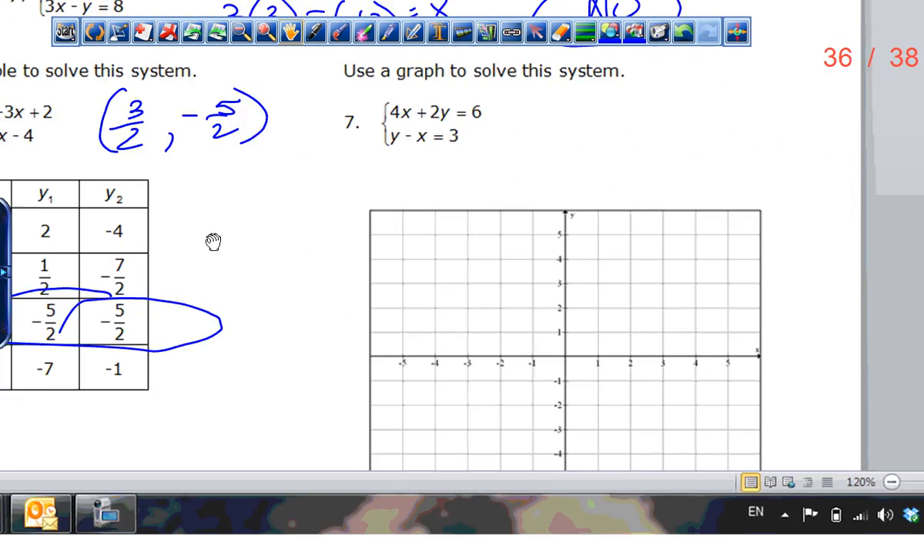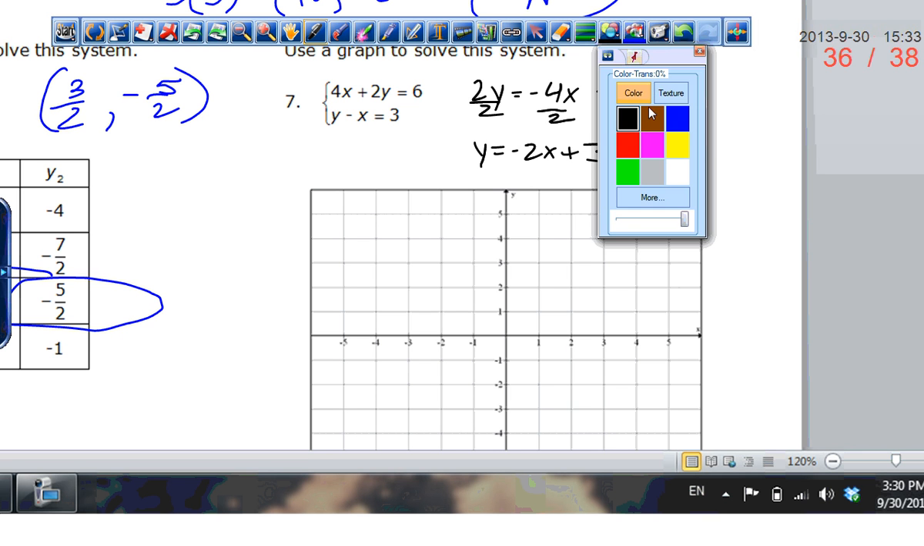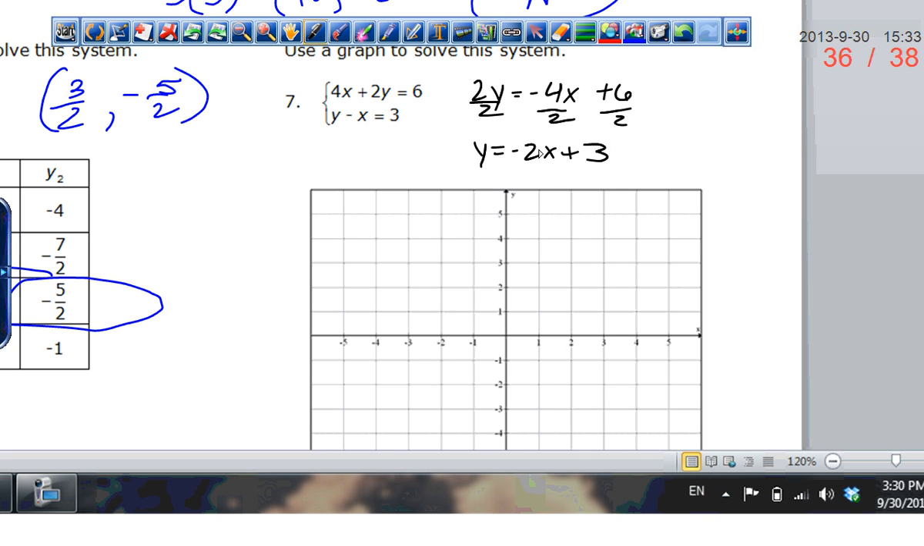Okay, number 7, graphing. Do I know how to graph something without it being in y equals? No. So let's get it in y equals. So minus 4x, and then how do I get that y all alone? Divide by 2. Very good. Is my second equation solved for y? No, so what can I do to get y by itself? Add x. Now I can graph them.